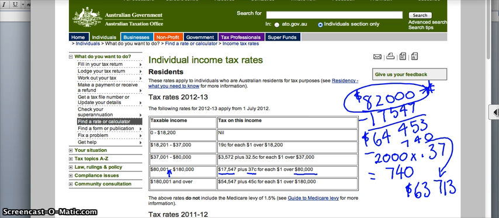What's tax spent on? Governments use that money to spend on public education, on public hospitals, on the fantastic roads we have, etc., etc.